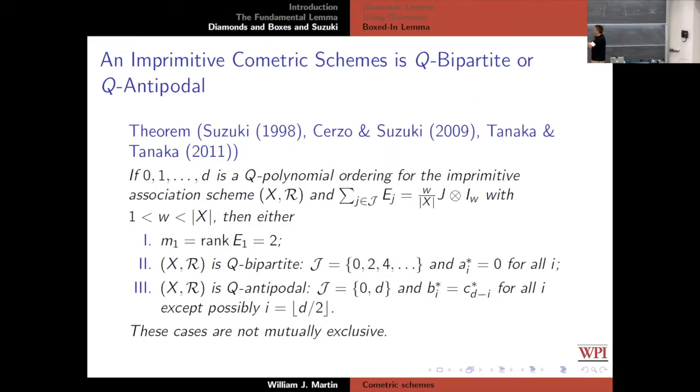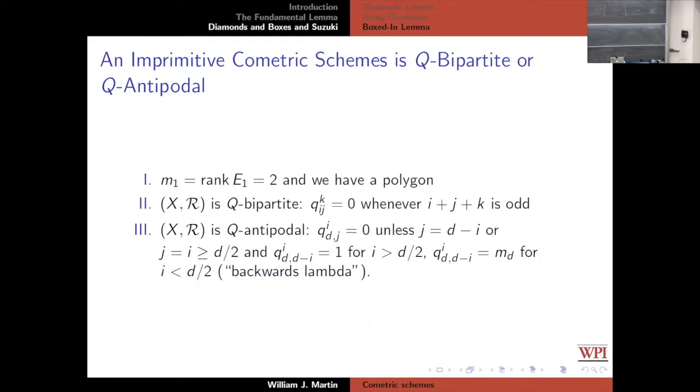Let's write those down in a different way. So one possibility is that the rank of E1 is 2, and we have a polygon. Let's pretend we understand polygons. The other possibility is that it's Q-bipartite, so the degenerate idempotents are 0, 2, 4, and 6, if and only if all the q^k_ij are 0 when i plus j plus k is odd. And Q-antipodal, now there's a really interesting thing in the Q-antipodal case, the p^k_ij are often 0.